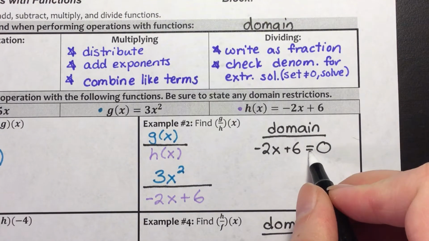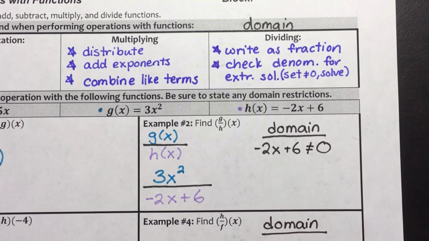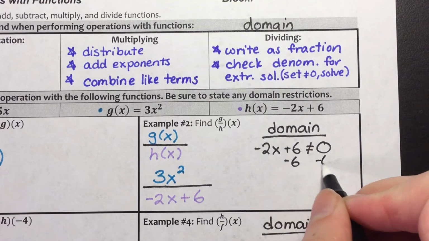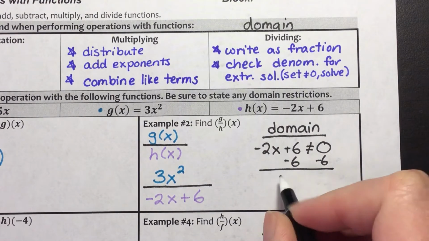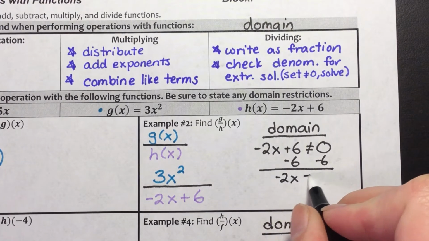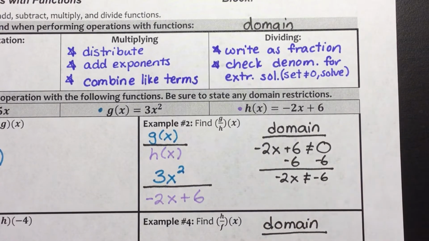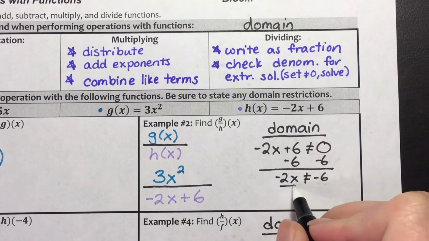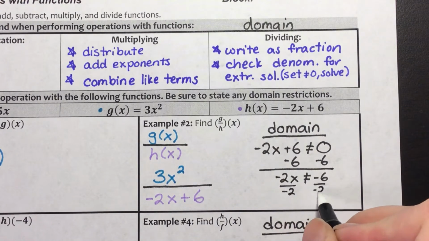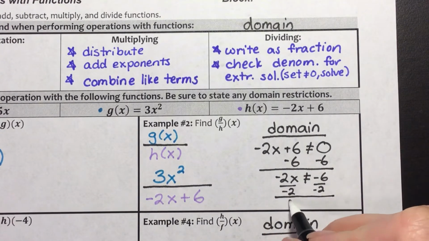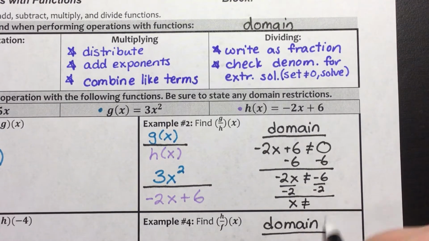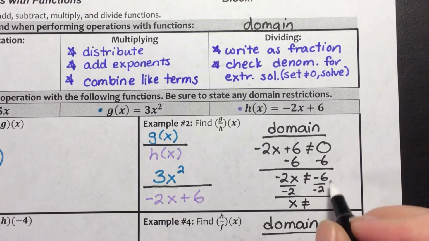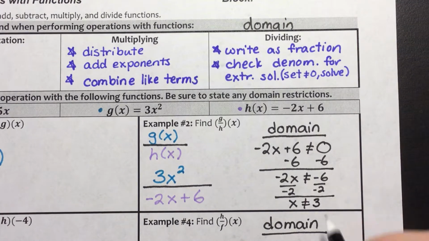And I'm going to put a slash through the equal sign to show that we do not want the denominator to equal 0. Okay, let's solve this. Subtract 6 from both sides. Get negative 2x does not equal negative 6. And then divide both sides by negative 2. So we get x does not equal, negative divided by negative is positive, 6 divided by 2 is 3.